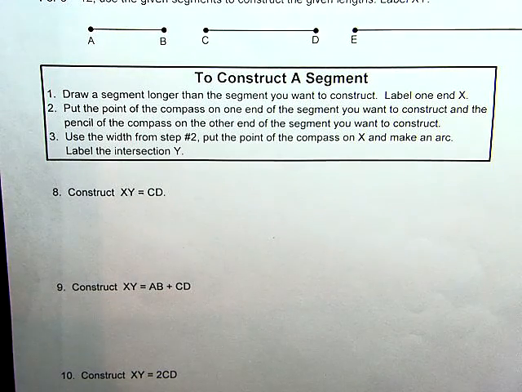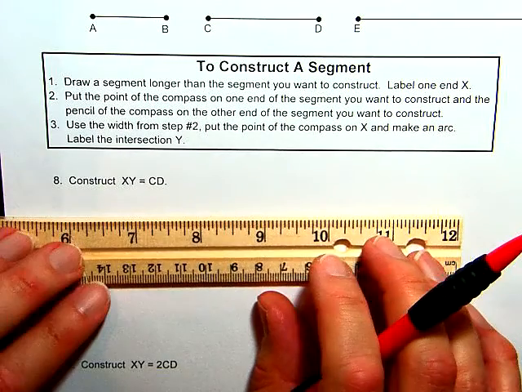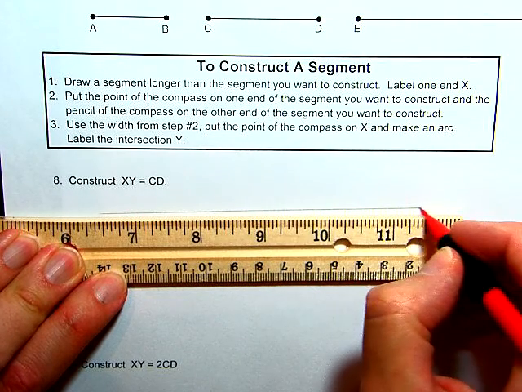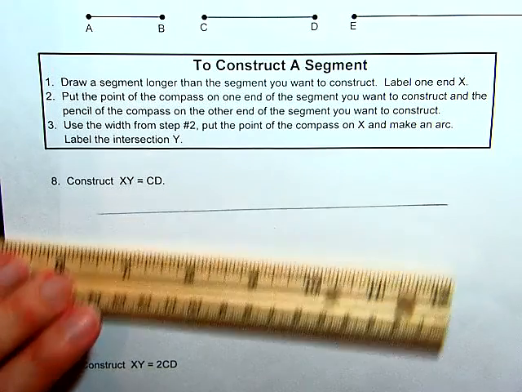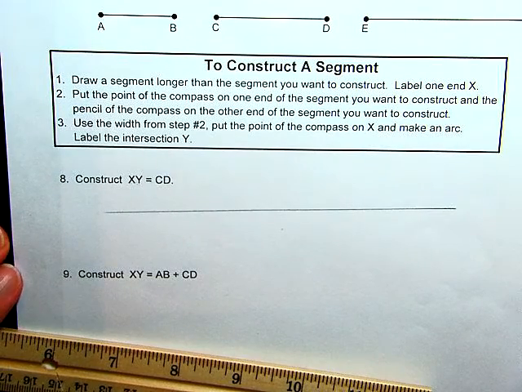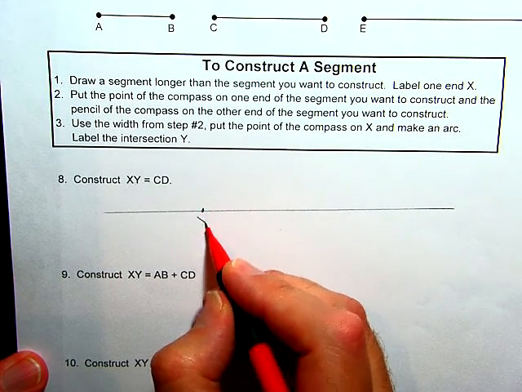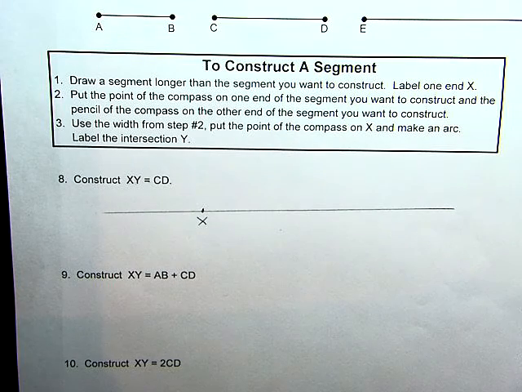The first thing we do in all these constructions is we're going to draw a line using a straight edge or ruler, which is longer than the line we're going to need to use. But here we've got ourselves a line. And in this line, I'm going to label point X as such. And the question is then to find point Y. I have to construct line segment XY equal to CD.